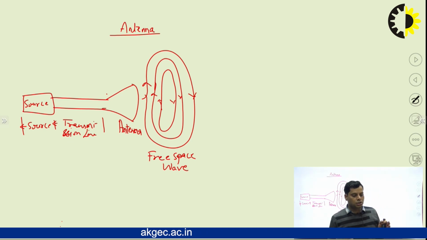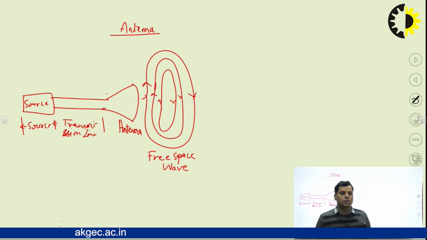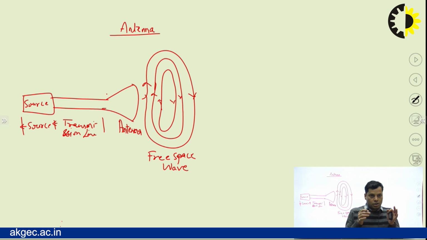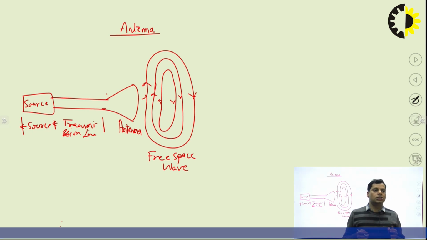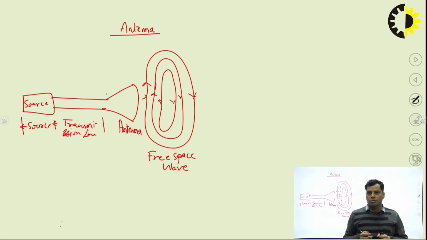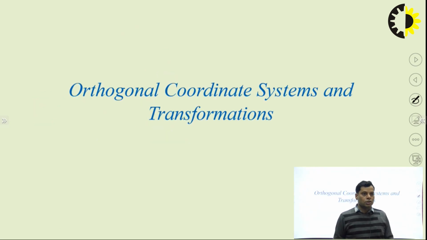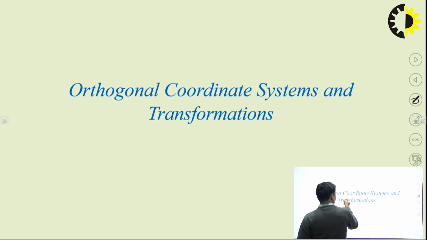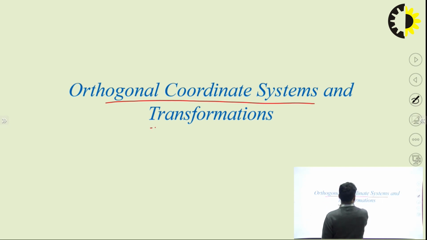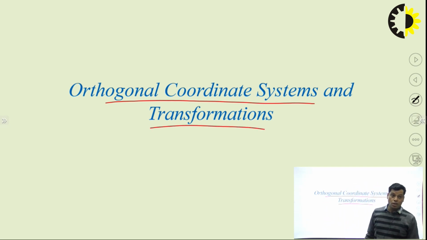To imagine or analyze these free space waves, we need knowledge regarding the EM signals: where they are located, what their position is, and what their amplitude will be. To understand all these things in detail, we go with the coordinate system first. So I have chosen the topic coordinate system, specifically the orthogonal coordinate systems and their transformation.